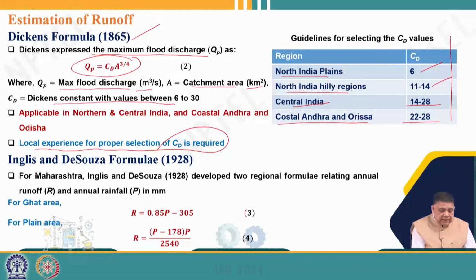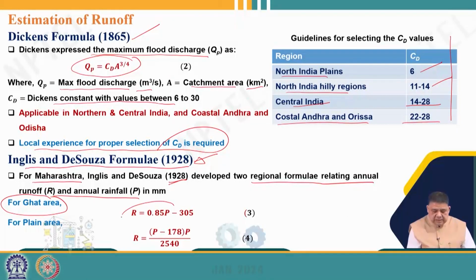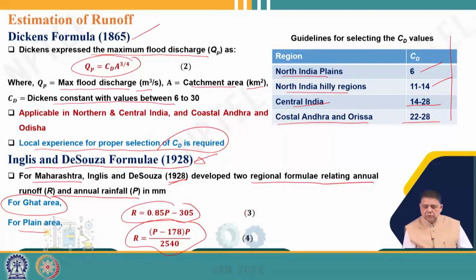Lastly, we will discuss today the English and D'Souza formula, which was developed in 1928 and is meant for Maharashtra. English and D'Souza developed two regional formulae relating annual runoff and annual rainfall. For Ghat areas, R is 0.85 P minus 305, and for plain areas, R equals P minus 178 P^(1/2)/2540. Depending upon which area you are in, Ghats or plains, in Maharashtra, knowing the precipitation, the runoff value can be calculated.